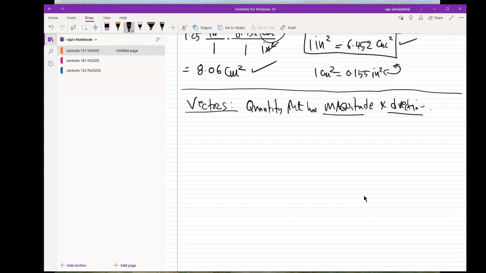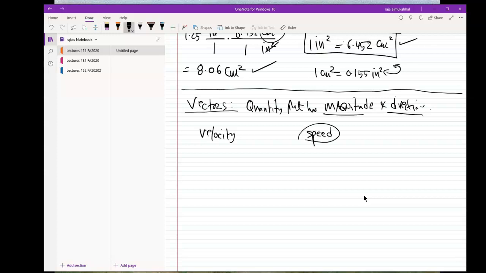Same thing in mathematics or physics. We have certain quantities that immediately give you a sense of direction, or it begs for a direction. One of them is velocity versus speed. We'll talk about all of that later.